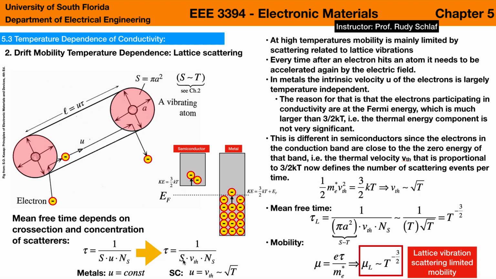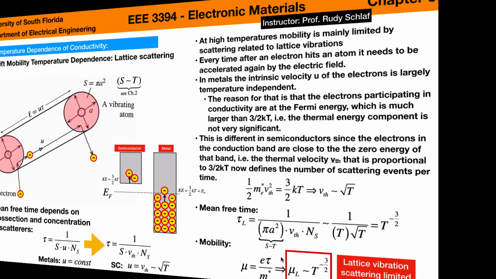The remaining factor is the cross-section, and here of course nothing changed in comparison to metals. The atoms still vibrate, and the area that they occupy depending on the temperature varies proportional to the temperature. And so in total, when it comes to the mean free time and its temperature dependence, we find that we have a temperature dependence that is T to the minus 3/2. And that gives us the lattice vibration scattering limited mobility temperature dependence, which is basically the same.